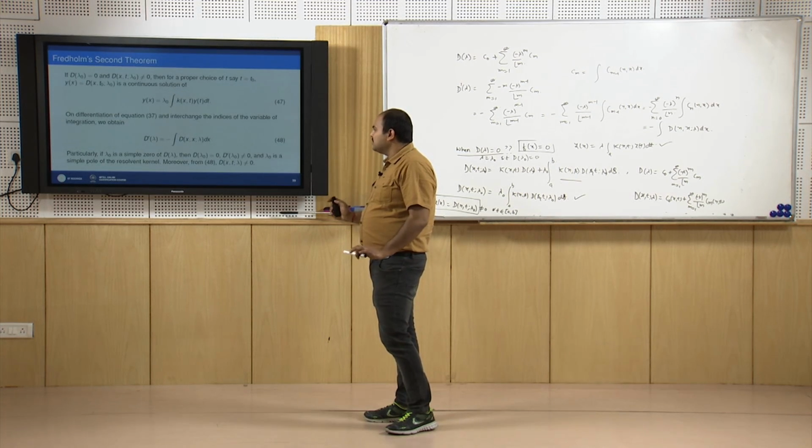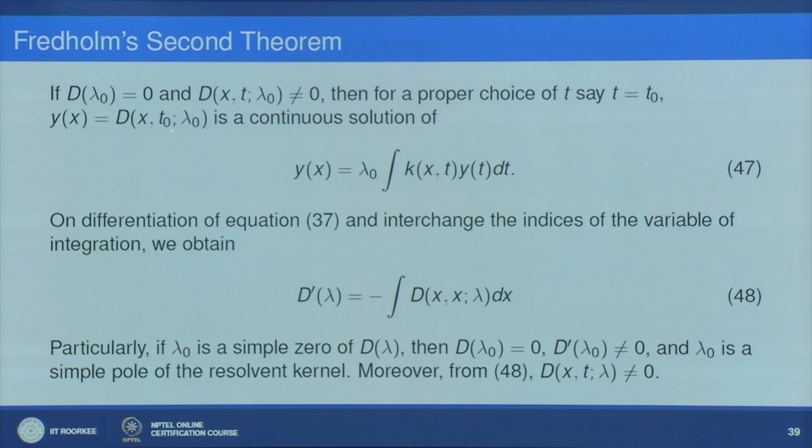So let me summarize here. When lambda naught is simple 0, then D(x, t; lambda naught) is going to be a solution of this. Now we want to show that if lambda naught is a 0 of D(lambda) with multiplicity k, then in that case what should be the extended or the generalization of D(x, t; lambda naught).